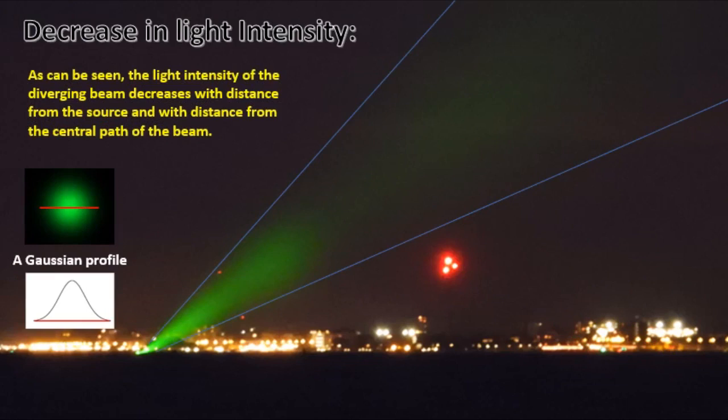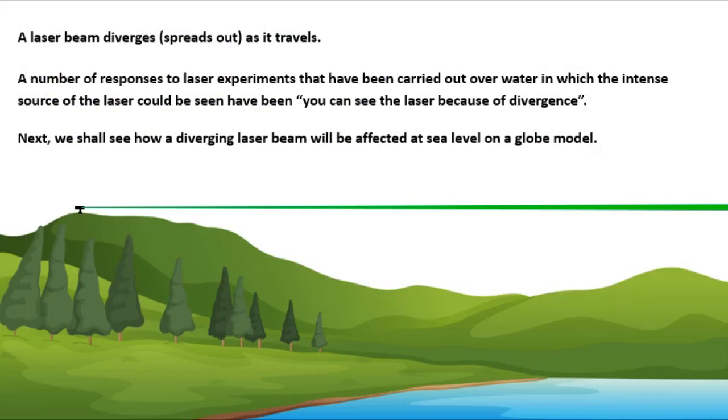Decrease in light intensity. As can be seen, the light intensity of the diverging beam decreases with distance from the source and with distance from the central path of the beam. A laser beam diverges, spreads out, as it travels. A number of responses to laser experiments that have been carried out over water, in which the intense source of the laser could be seen, have been: you can see the laser because of divergence.